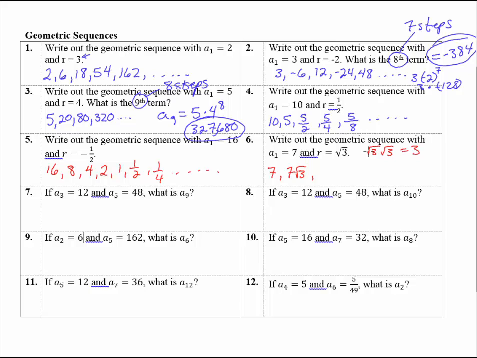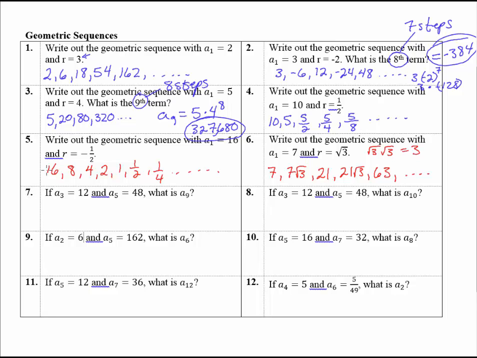And pretty soon you realize, oh, the square root, we find the number that when we times it by itself, it equals 3. So this becomes 7 times the square root of 3 times the square root of 3 is 21. Then 21 square root of 3. Then 21 times the square root of 3 times the square root of 3 is 21 times 3, which is 63. And so on and so forth.